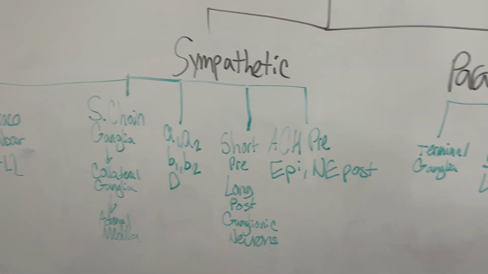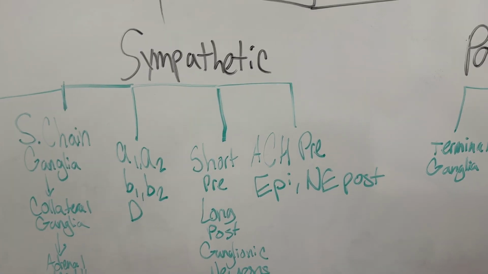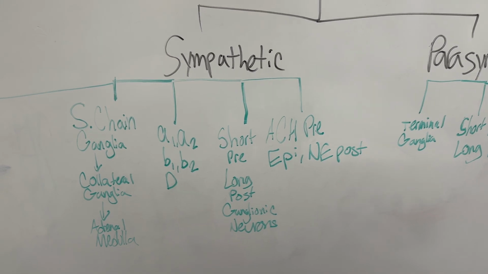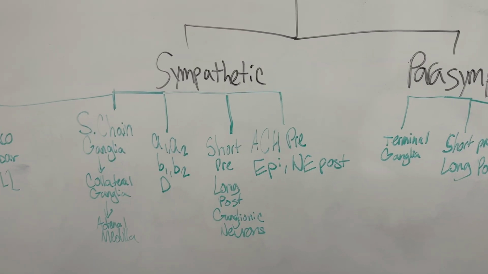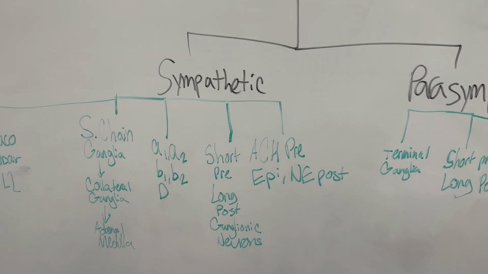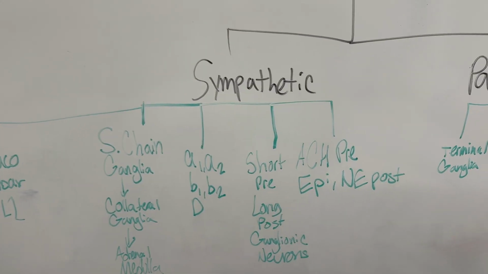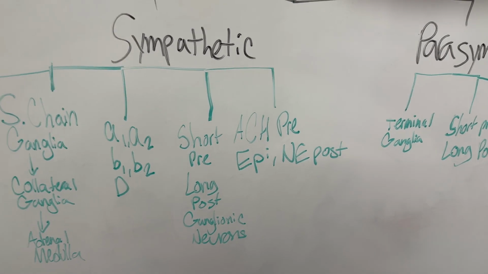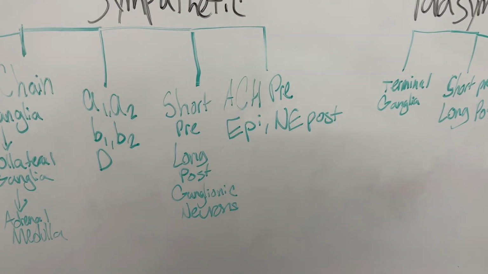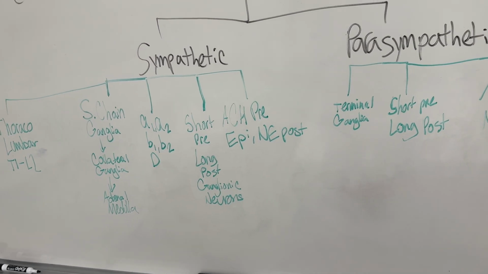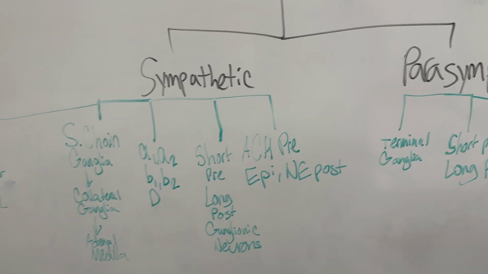And then the neurotransmitters that are secreted by the sympathetic nervous system. So our presynaptic neurons are going to secrete acetylcholine. All presynaptic neurons of the autonomic nervous system are going to secrete acetylcholine. And then we're going to secrete epinephrine or norepinephrine from our postsynaptic nerves.